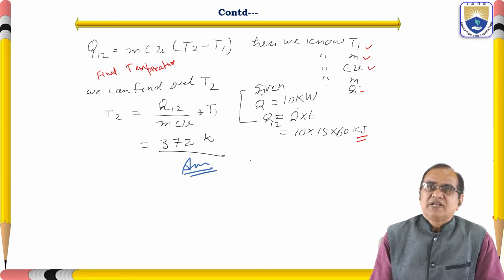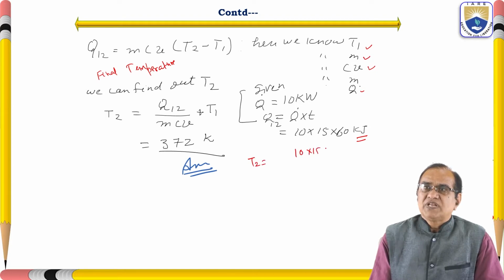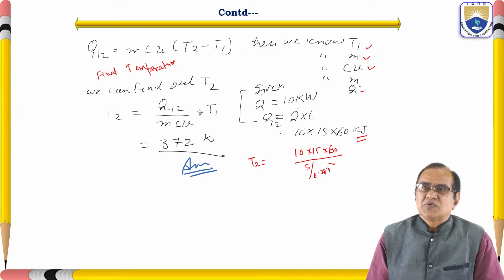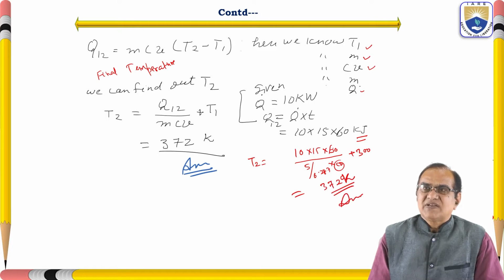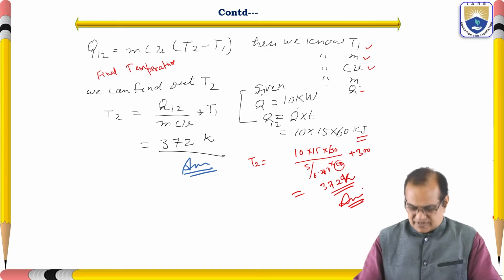So here T2 is equal to Q12 by mass, that is 10 into 15 into 60, plus mass is equal to 5 by 0.287 into CV, which is given, plus T1 is equal to 300. So this we will get here as 370 Kelvin. Okay, this is the answer we can find out in this way.